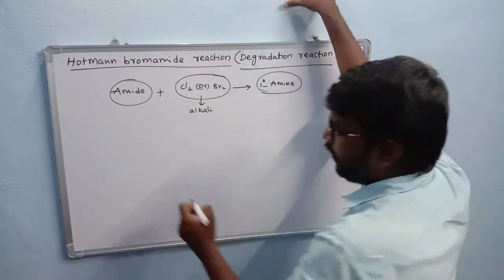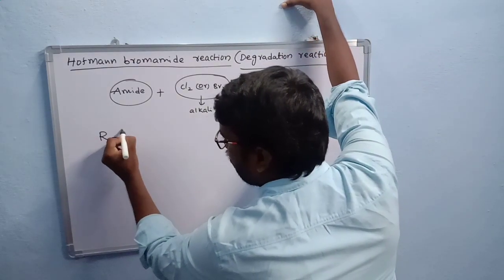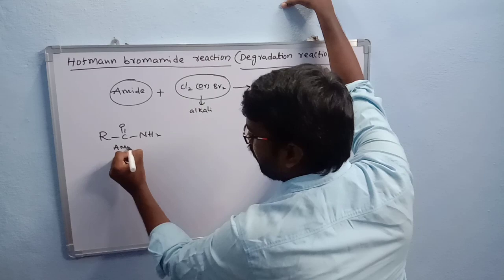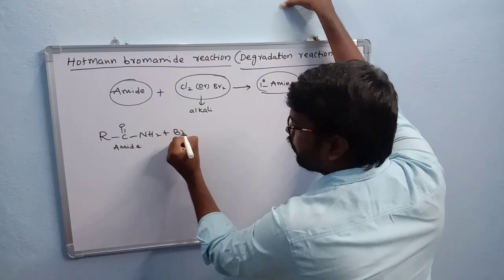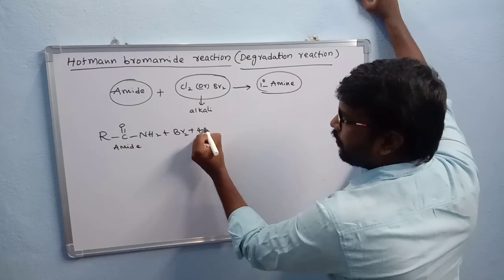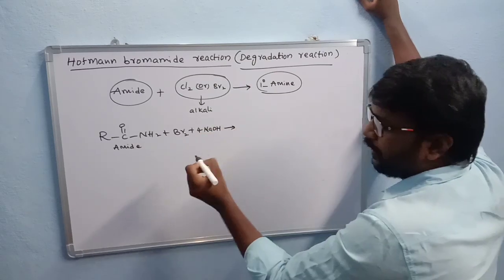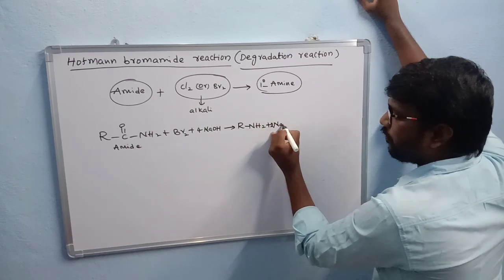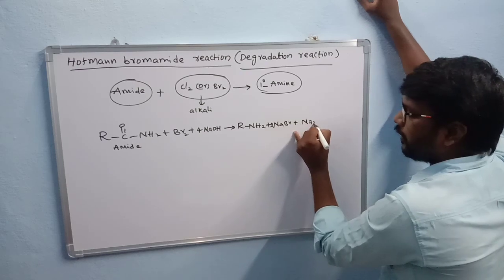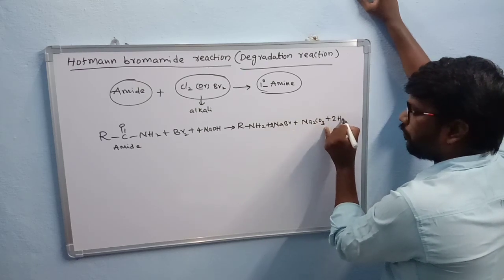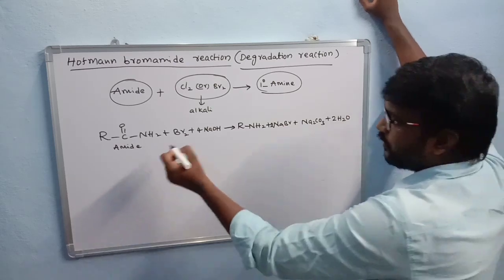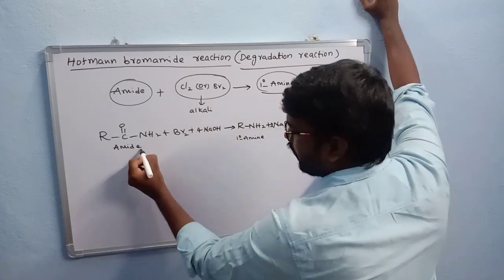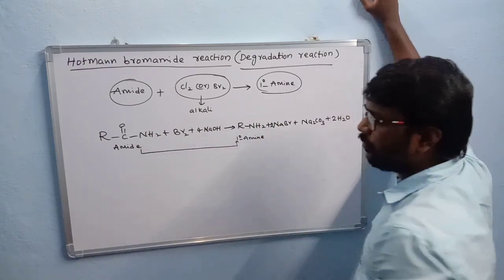This reaction takes place. If you take the reaction R C double bond O NH2, here C double bond O NH2 indicates it is an amide. Now it reacts with bromine. For balancing you take 4 moles of base alkali. The product we get is RNH2, a primary amine, plus 2 moles of salt, plus Na2CO3, plus 2 moles of water. Okay, this is the reaction. So in this reaction, the amide is converted into a primary amine.